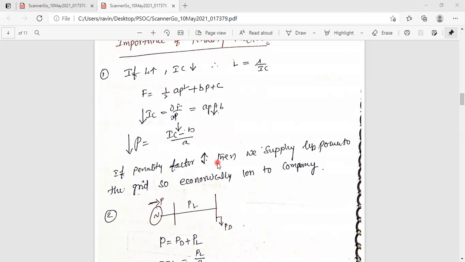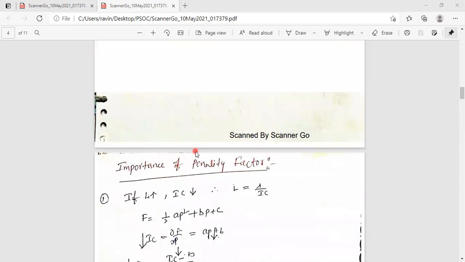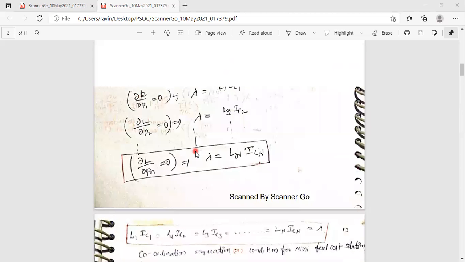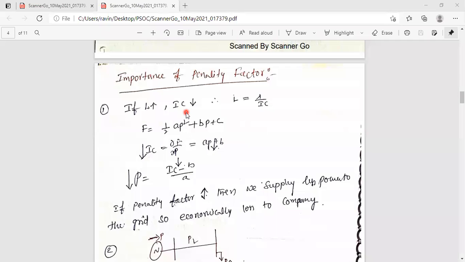Now let us see the first discussion. IC stands for incremental fuel cost. The relationship between these two is what? L is equal to lambda by IC. As the penalty factor increases, obviously the incremental fuel cost decreases.